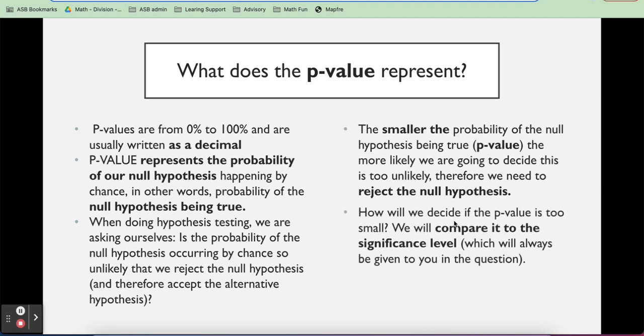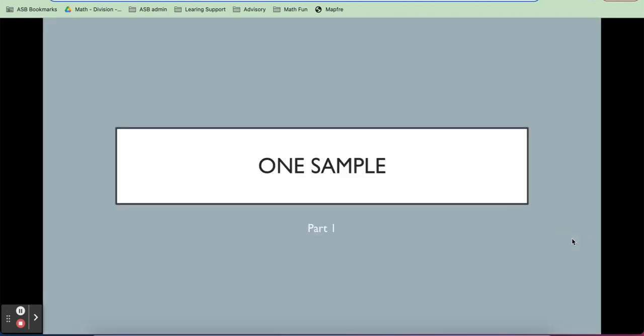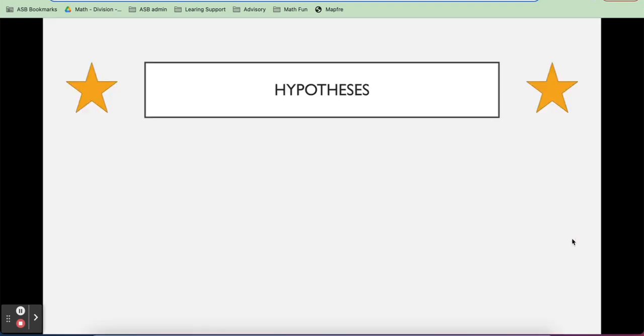And how will we decide if this p-value is too small? Well, we're going to be comparing it to what's called a significance level, and this significance level will be given to you in each question. At this point in the video, if everything I'm talking about doesn't completely make sense, that's okay. We're going to do a lot of examples to try and understand all of this information. So we're going to start with talking about a one sample t-test. So that's when we have information just about one sample and we're comparing it to a mean.